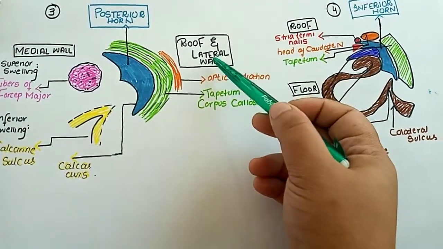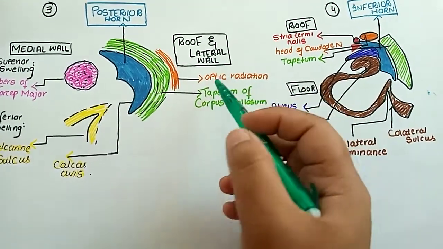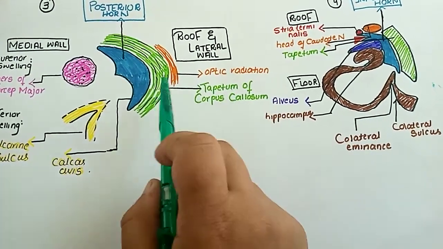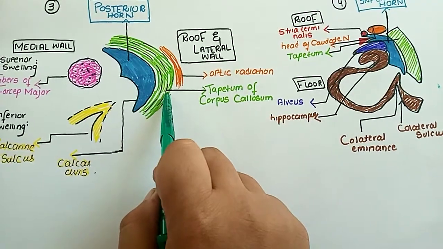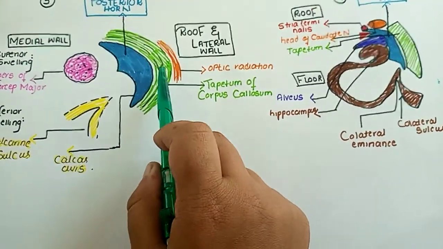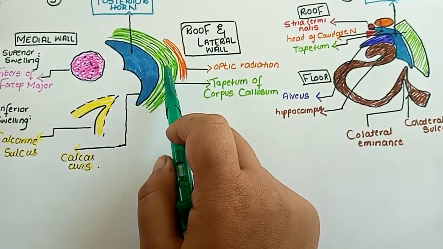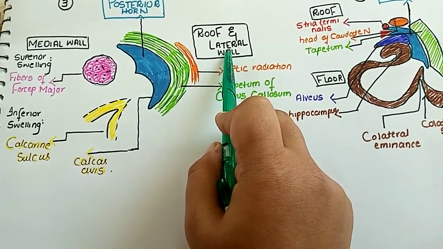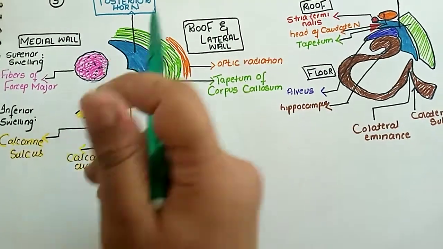The roof and the lateral wall of the posterior horn are made up of the same structure known as the tapetum of the corpus callosum. So basically, the tapetum of the corpus callosum is formed by the decussating fibers of the splenium of the corpus callosum, and lateral to the tapetum is the optic radiation. So these two structures contribute to the formation of the roof and lateral wall of the posterior horn, and the medial wall is made up of two swellings.